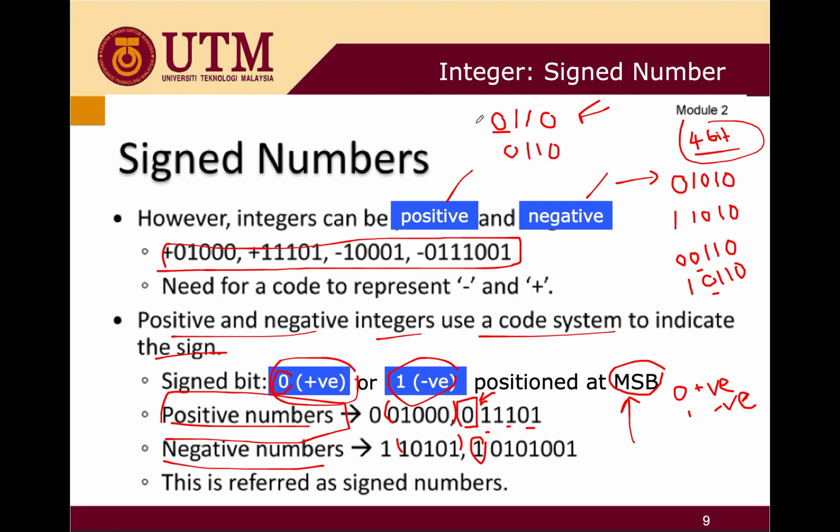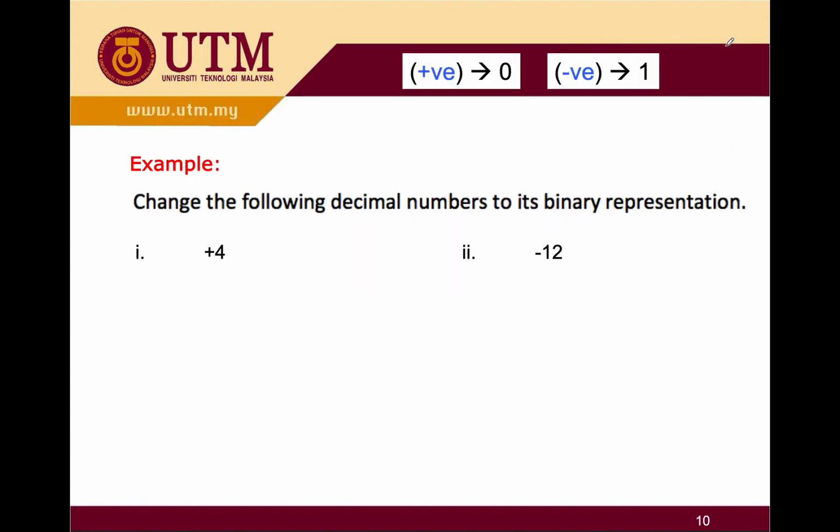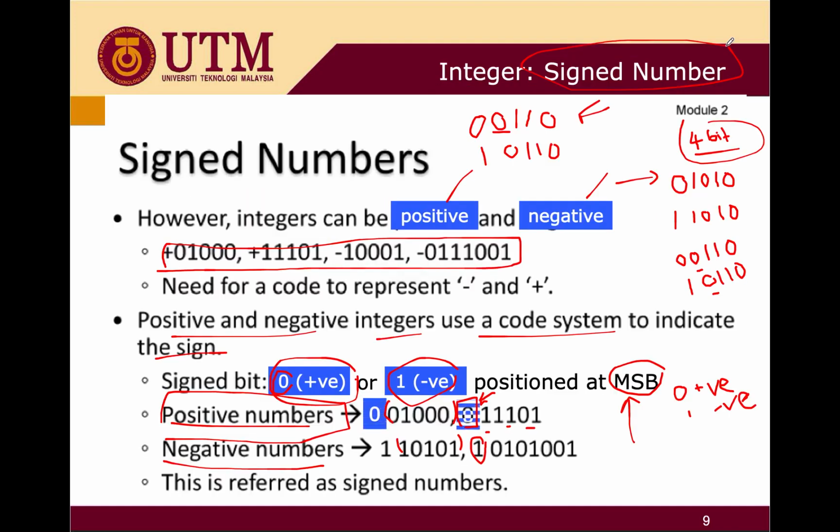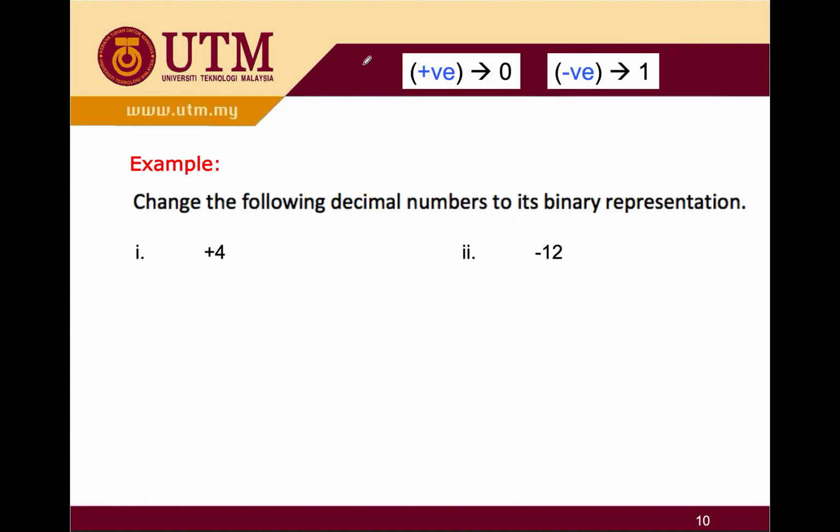Then later you can add what is in front of this number, whether it is positive or negative. Is it okay? So this is only for signed numbers, because after this you might be confused about how to change it. I will talk about it later, because I want you to focus on signed numbers first. So let's move to another example. For positive it is 0 and negative is 1. So the example is you are given this number.